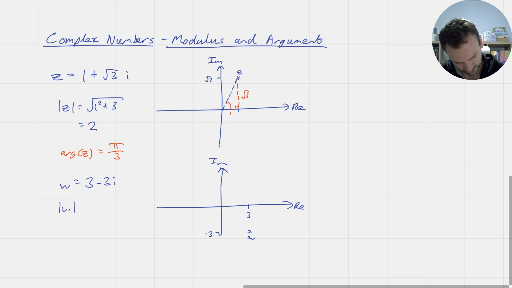The modulus of w, we're going to find exactly the same as before, because using Pythagoras, it's just going to be the square root of 3 squared plus 3 squared, which is root 18, or alternatively you can write that as 3 root 2. Either form should be fine, but I'll leave it exact.